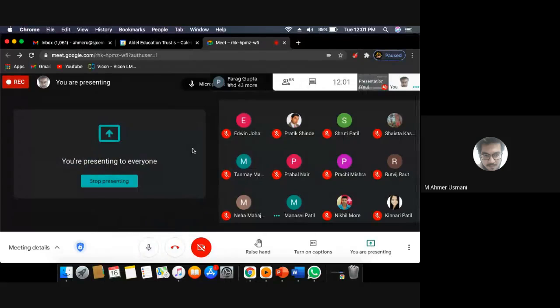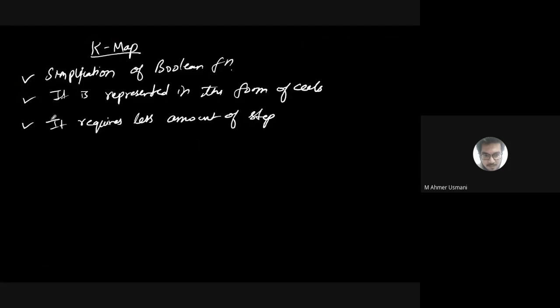Is this clear? Yes, sir. Another drawback of the normal Boolean algebra method was that there might be different solutions. If I am minimizing a function, I can stop at the second step, the third step, or the fourth step. We don't know how many steps it will take, or whether we can reach the final stage. So we can have multiple answers, multiple solutions. In K-map, is the solution limited or unlimited?